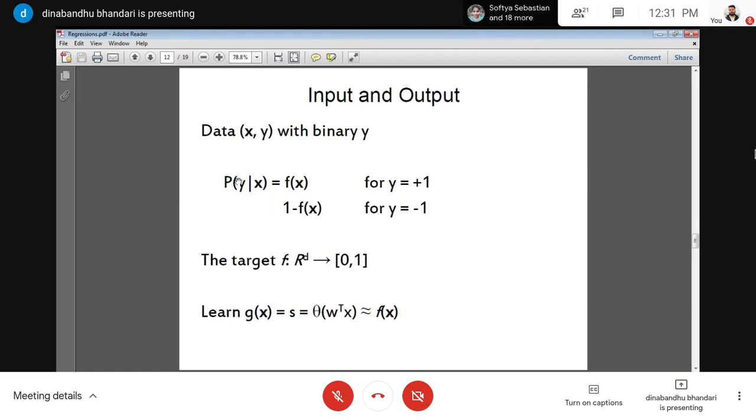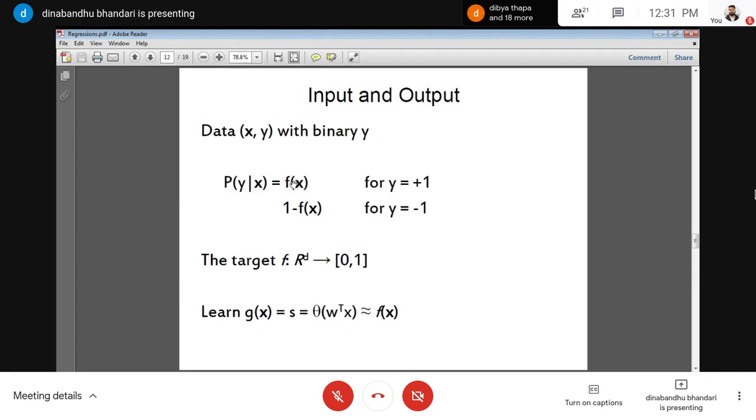Now, in terms of conditional probability, this is a binary Y, right? P of Y given X equal to Fx, a function, that is theta of W transpose X, Fx for Y equal to +1. If this is the case, then when Y equal to -1, we should have 1 minus Fx. This is the normal rule for probability, right? So if this is Fx for the plus, then for the minus, it has to be 1 minus.